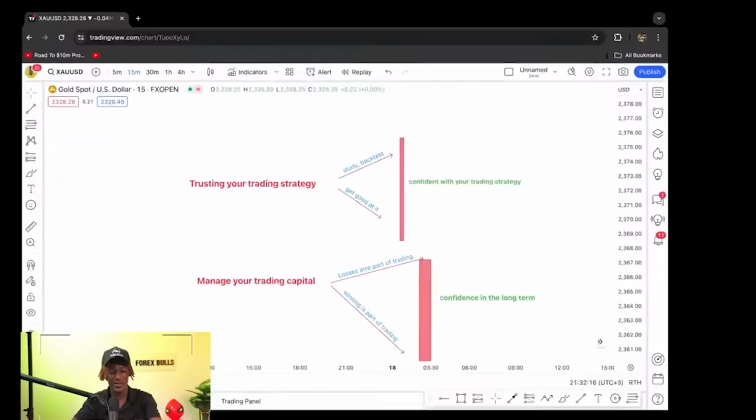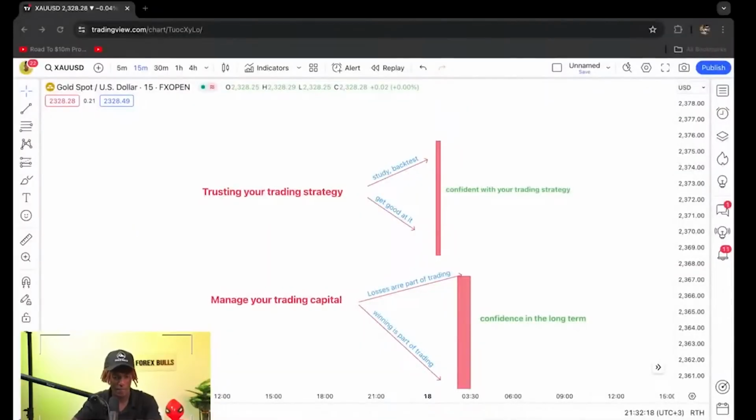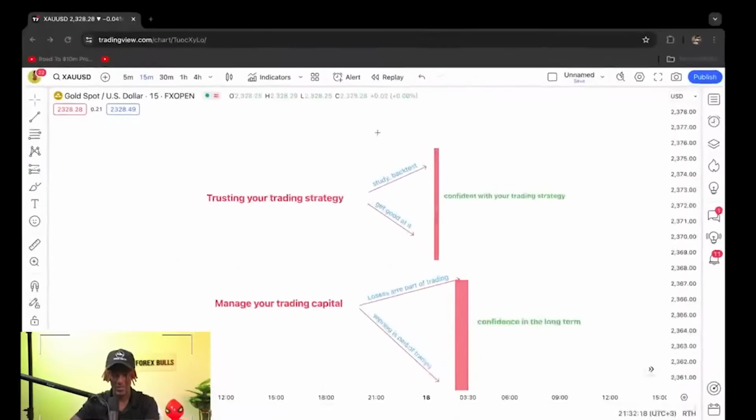Let me try this one, see how it looks. Oh, by the way, this is the Forex Bulls caps. Okay, I guess it looks good. I mean, yeah. So back to our presentation, okay?